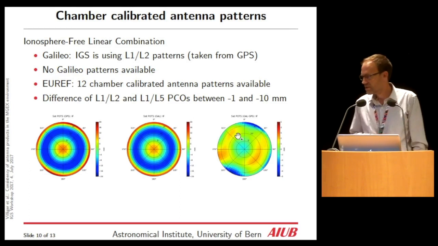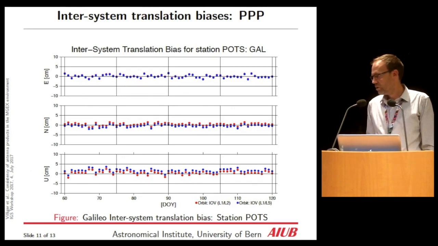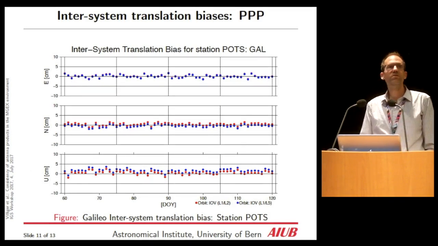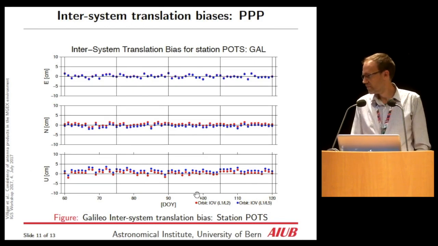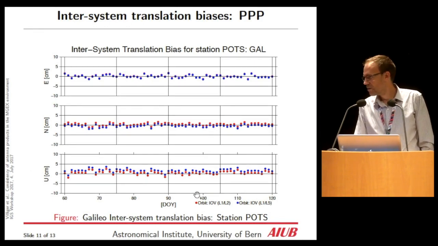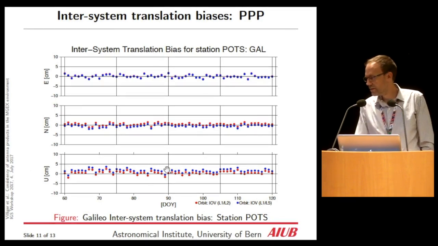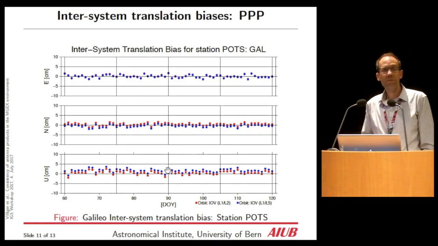Then again, I introduced this in the inter-system translation biases. So I produced one solution using the L1, L2 pattern; these are the red dots. And I produced a solution using the L1, L5 frequencies for the antennas, and I got the blue solutions. We see here clearly, especially for the up component, that we have quite a stable offset between them.